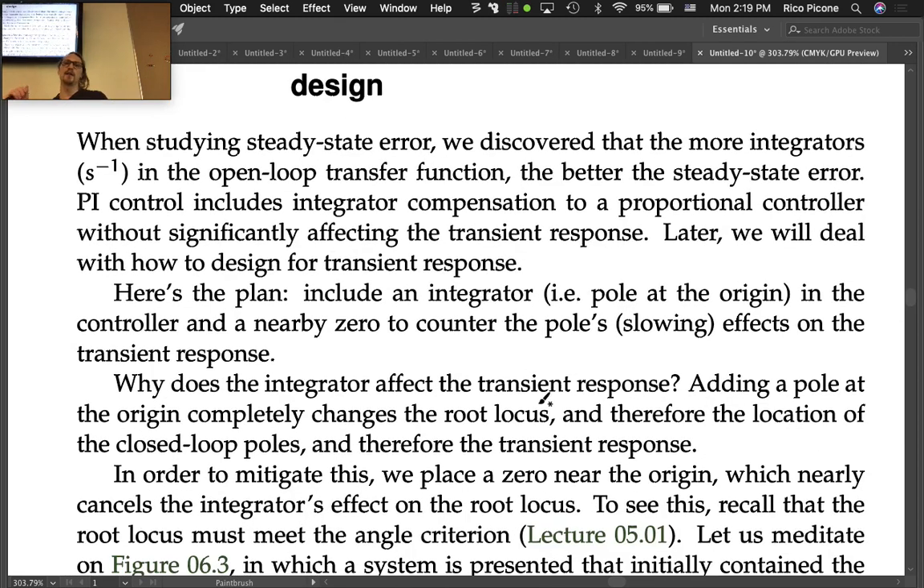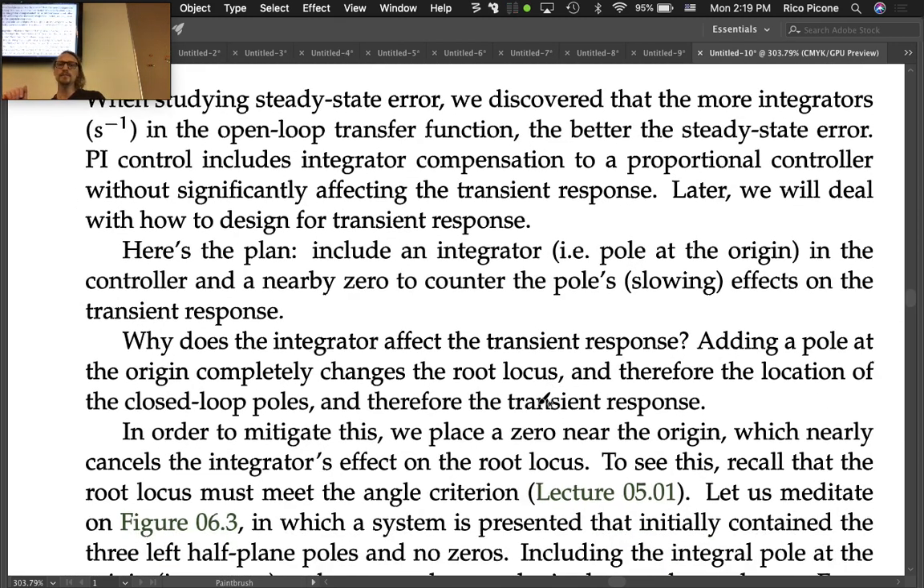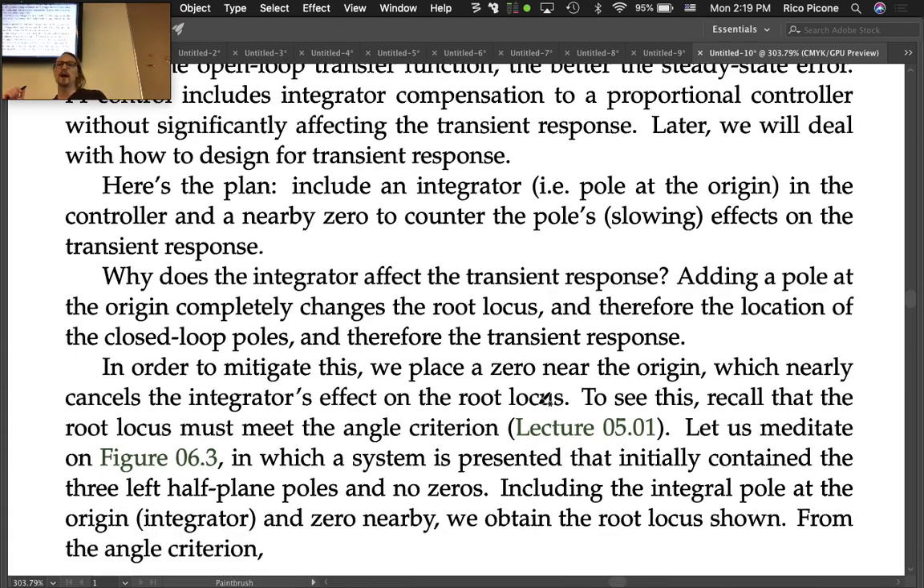So here's the plan. Include an integrator, in other words, a pole at the origin in the controller, and a nearby zero to counter the pole's slowing effects on the transient response. So why does the integrator affect the transient response is a natural question to ask. If you add a pole at the origin, it completely changes the root locus.